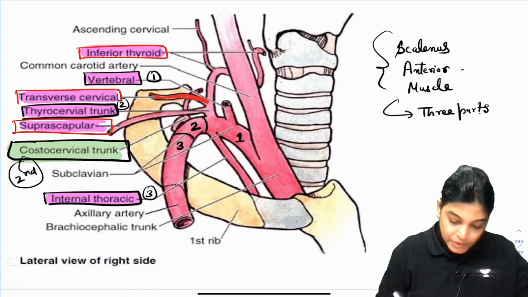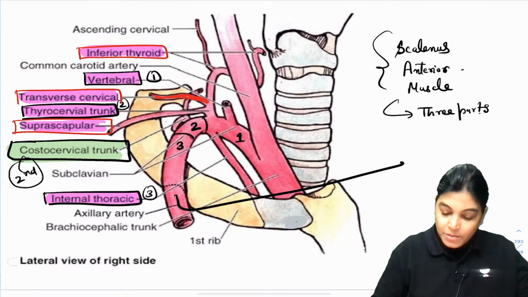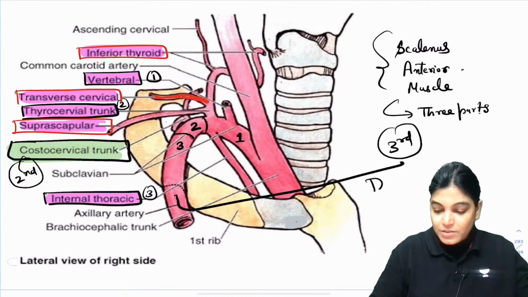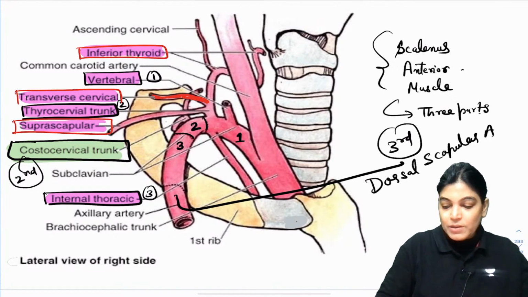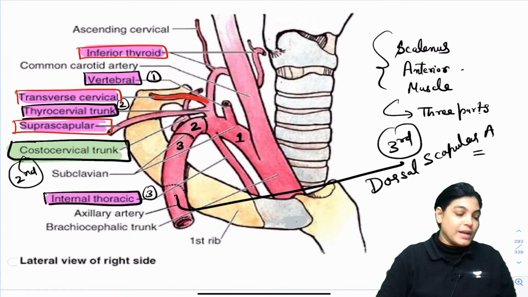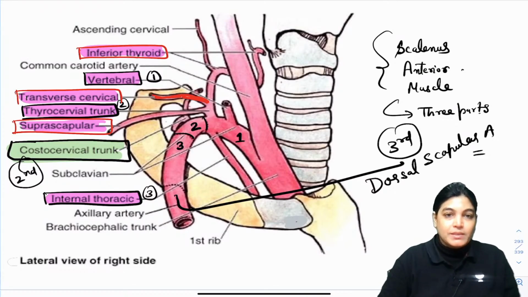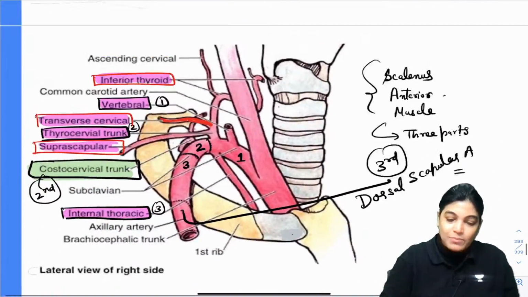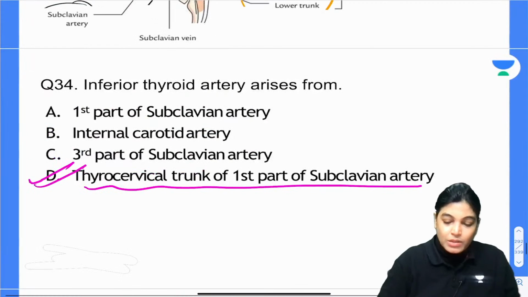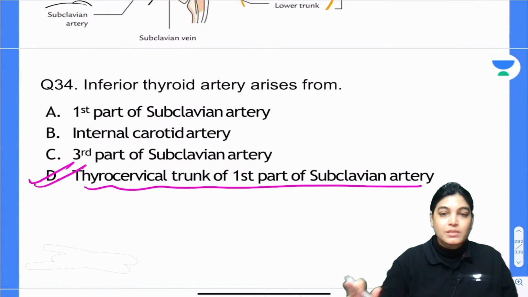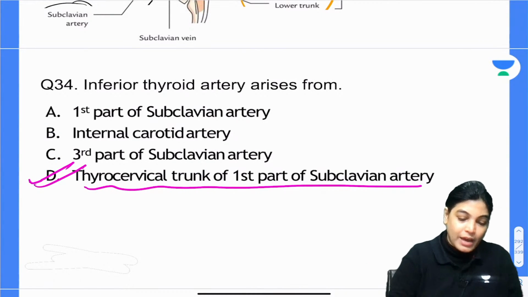And the third part, if we talk about the third part, we have got just one branch that is also not always present, that is dorsal scapular artery. So dorsal scapular artery is a branch from the third part of subclavian artery that is also not always present, but at times it can be present. Okay, so its origin is quite variable. So thyrocervical trunk, part of the first part of subclavian artery, is giving inferior thyroid artery.